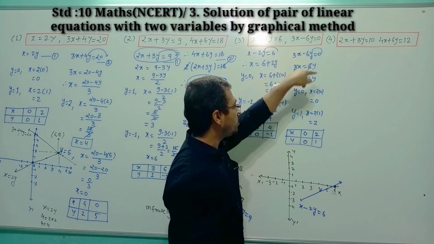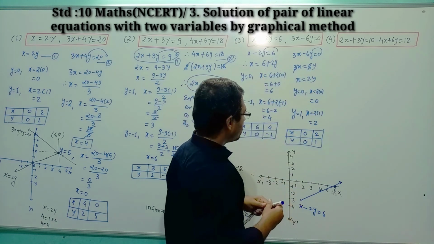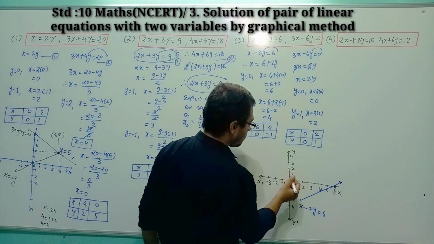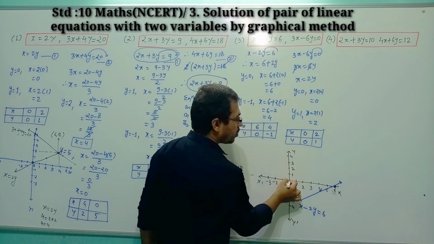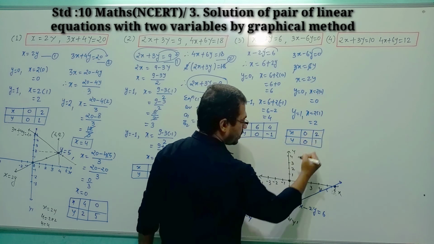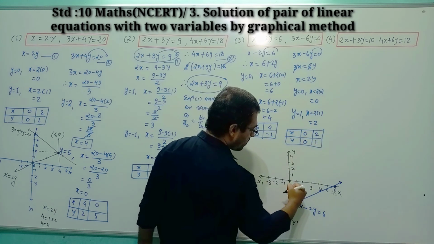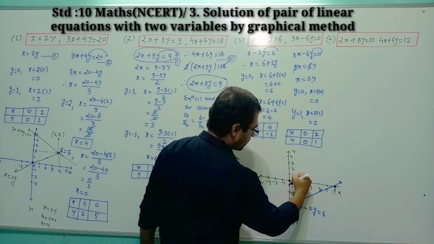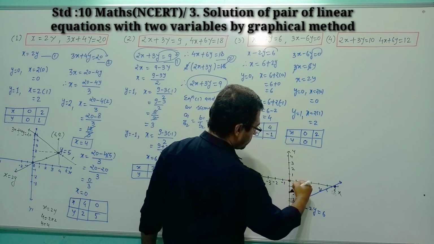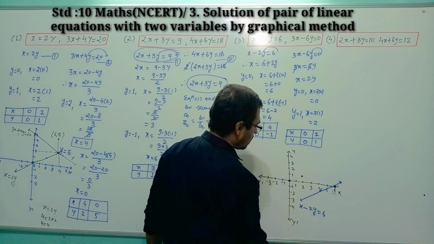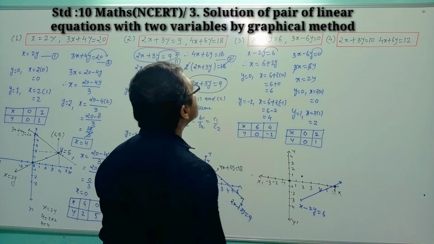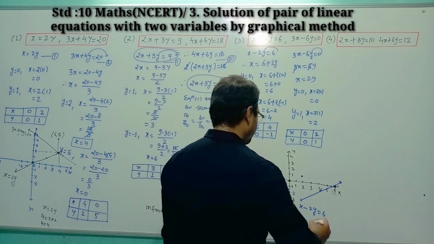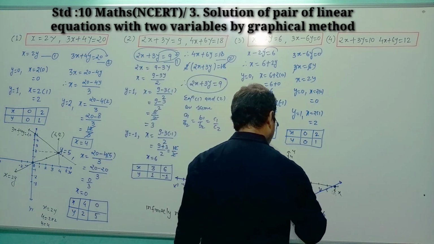Similarly, plotting this line on the graph. So the points are x is 0 and y is 0. So that will be on the origin. Now x is 2, y is 1. X is 2, y is 1. Okay, students. Now plotting these points, drawing these points.